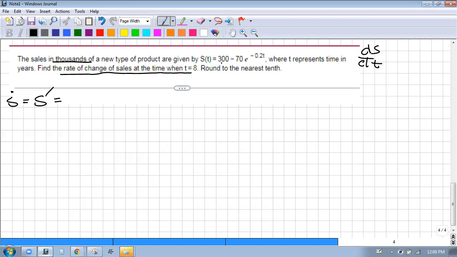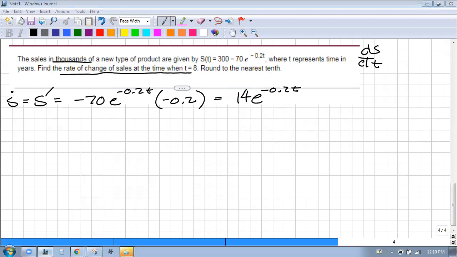Same thing here. So the derivative of 300 is 0. So we have negative 70e to the negative 0.2t times the derivative of the stuff. Right, so negative times negative is a positive. What's 0.2 times 70? 20% of 70, 10% would be 7, so 20% would be 14. Yeah, 14. Thank you. So that's S prime.